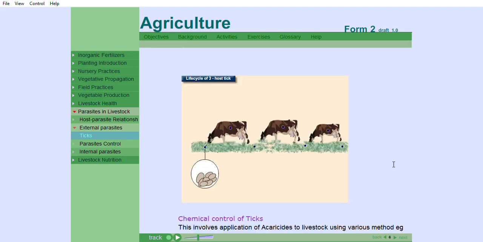Life cycle of a three-host tick. These are ticks that require three different hosts to complete their life cycle.